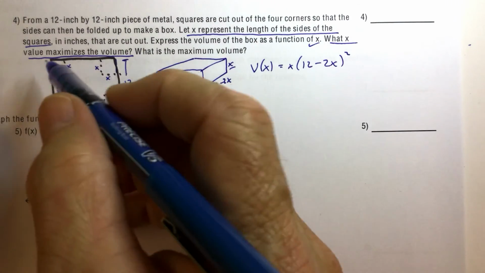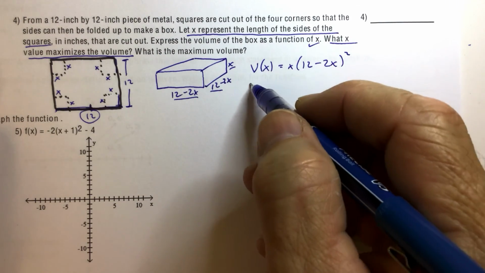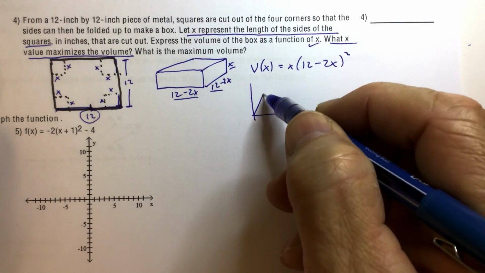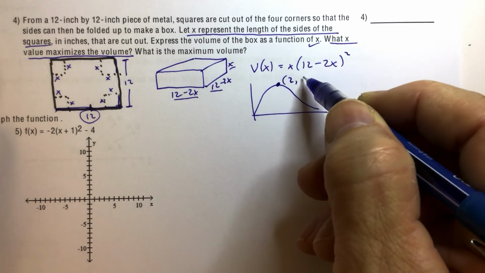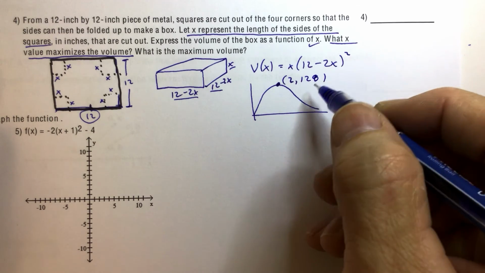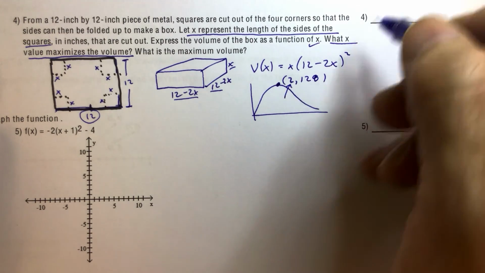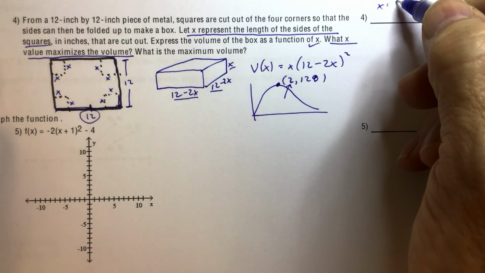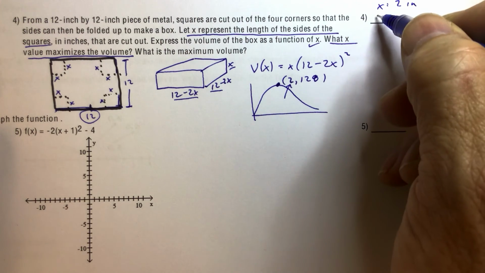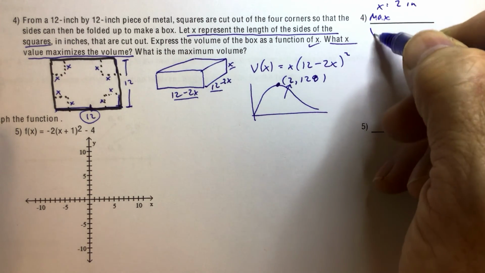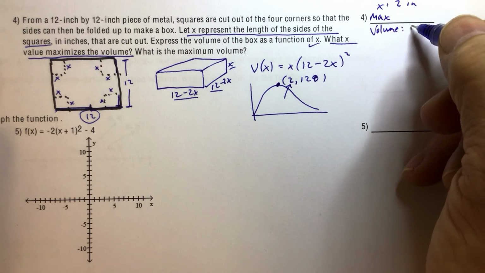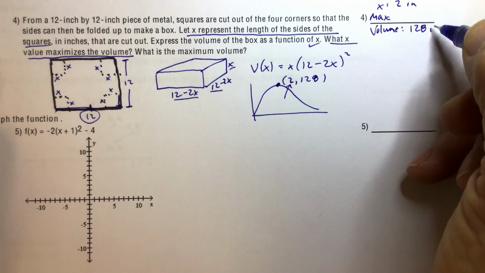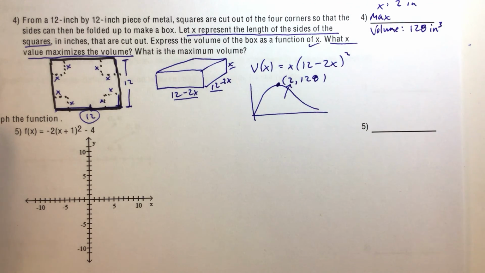So what x maximizes the volume? The way you would show your work on this one would be to put the ordered pair (2, 128), and that 2 represents the x. The x that maximizes the volume would be 2 inches. And the maximum volume, be careful here with the units, would be 128 cubic inches. Okay, and that's how you do that one.